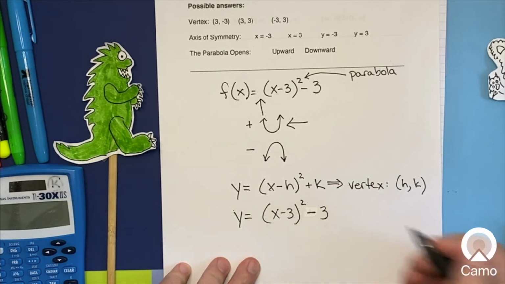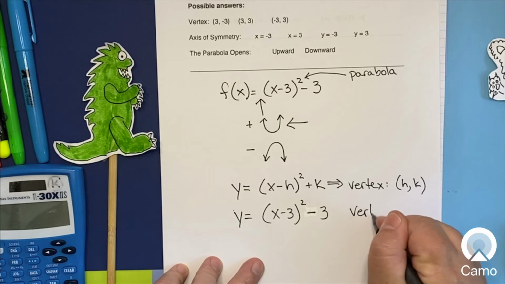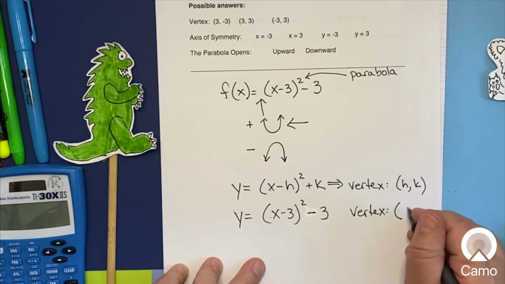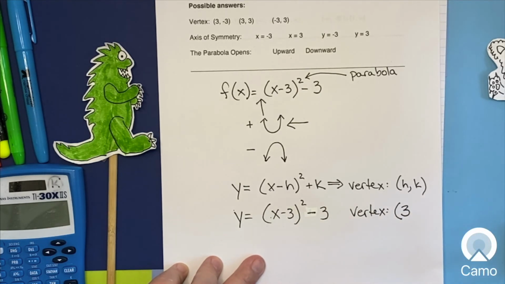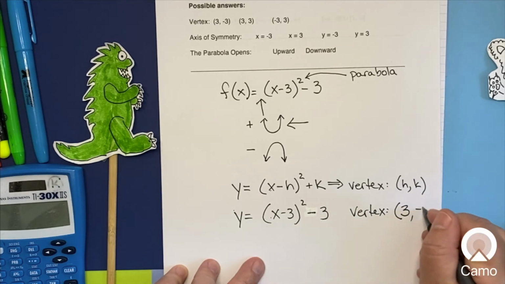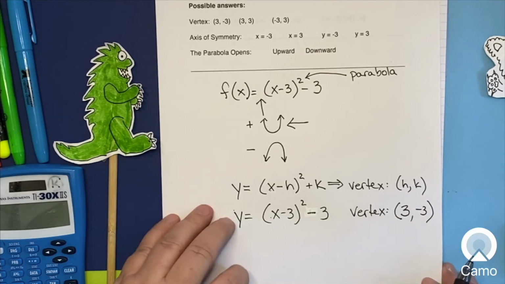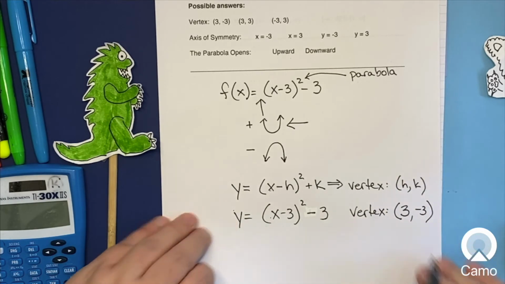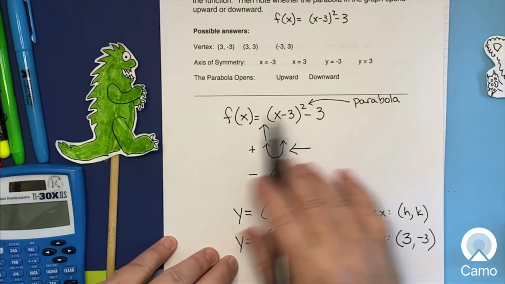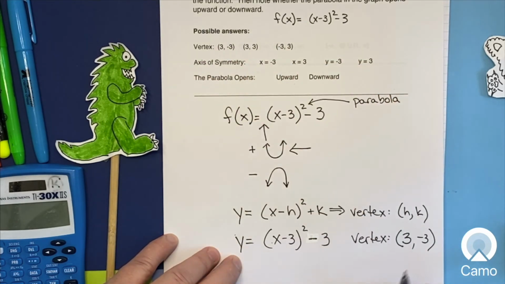Minus 3. So our vertex is going to be, notice there should be a minus here. So since it's x minus 3, we got lucky. The vertex is at positive 3. If this had been x plus 3, this would be negative 3. So inside you take the opposite. Outside you take exactly what it is. Okay, so let's take a look. I know from looking at all of this, I've got a parabola. The problem already tells you that you have a parabola.